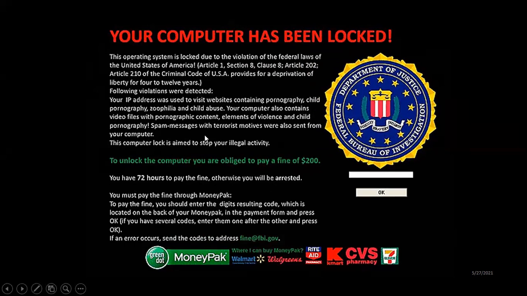This is actually a very old picture. This is one of the famous ones. It looks so legit. You think it's the FBI, and people actually fell for it. And it's only a fine of $200. That's very little compared to today. So you just pay it to get it over with. This is when it was upcoming and new.